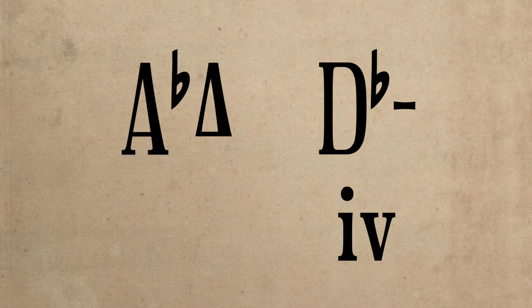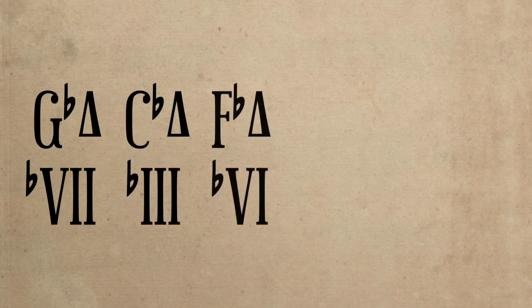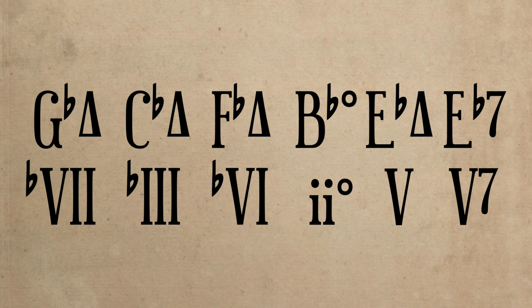You can think of the A-flat major as an altered 1 chord or as a secondary dominant, specifically A5 of 4. Following D-flat minor, the harmony progresses to G-flat major, the flat 7, C-flat major, the flat 3, F-flat major, the flat 6, B-flat diminished, the 2 diminished, and lastly, E-flat major, the 5, which then becomes E-flat 7, the 5-7.